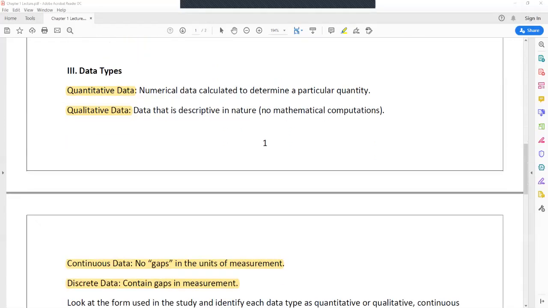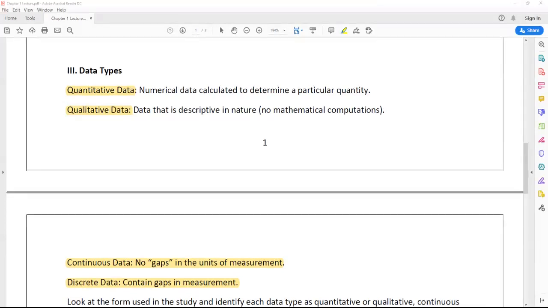We put the data types into two categories generally. One category talks about, well, is the data type quantitative or qualitative? If you're going to be performing mathematics on the numbers, then you have quantitative data. If you're not going to be performing mathematics on the numbers, then you have qualitative data.